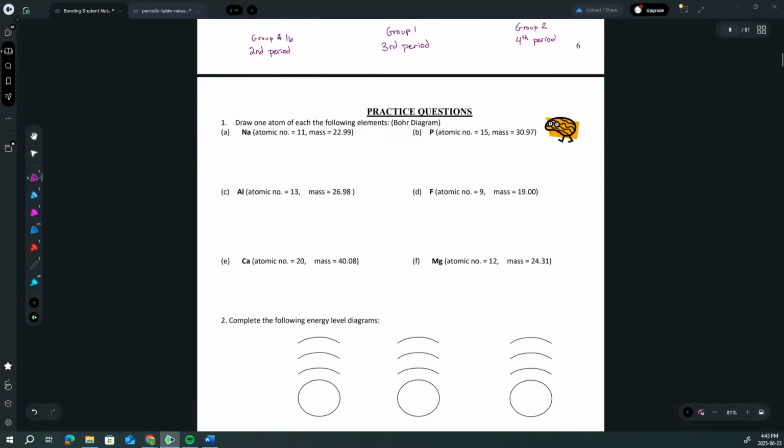Moving on, there are some practice questions here. Please refer to the lesson guide to see which practice questions are assigned.